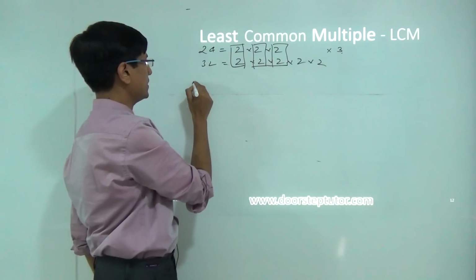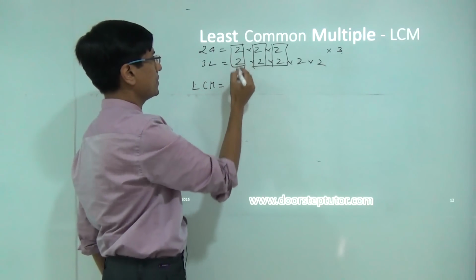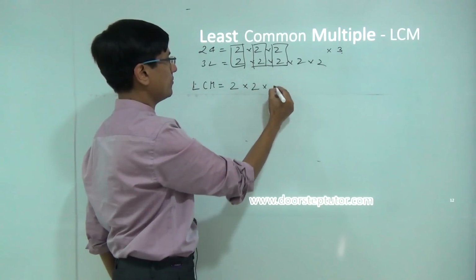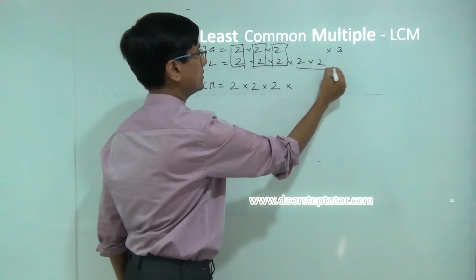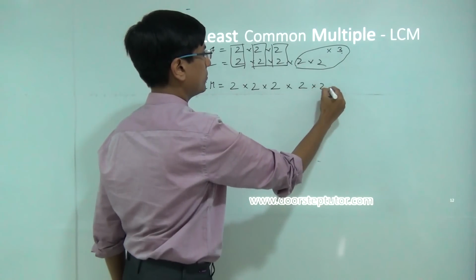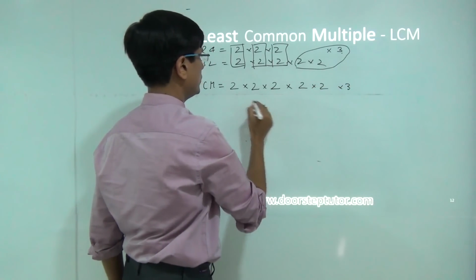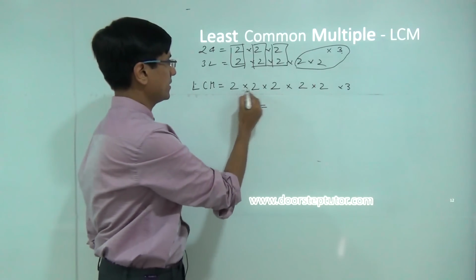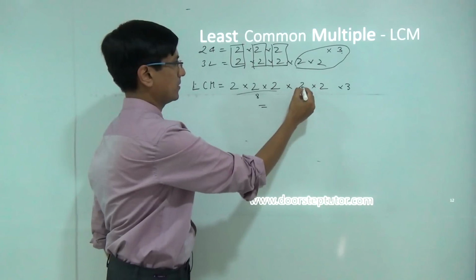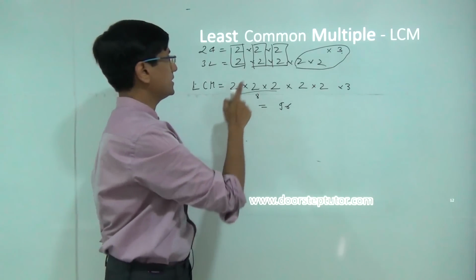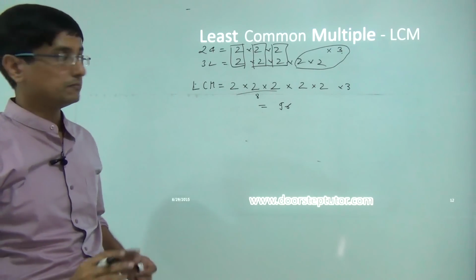Then I write the LCM would be a combination of the common factors, which I include once, and then the remaining factors I write as such. So 2 into 2 into 3 into 2 into 2 into 2, which is 32 into 3, which is 96. So the LCM would be 96, like we saw before.